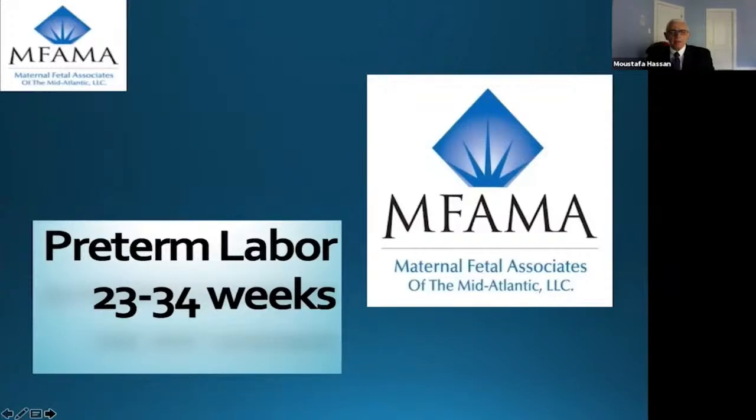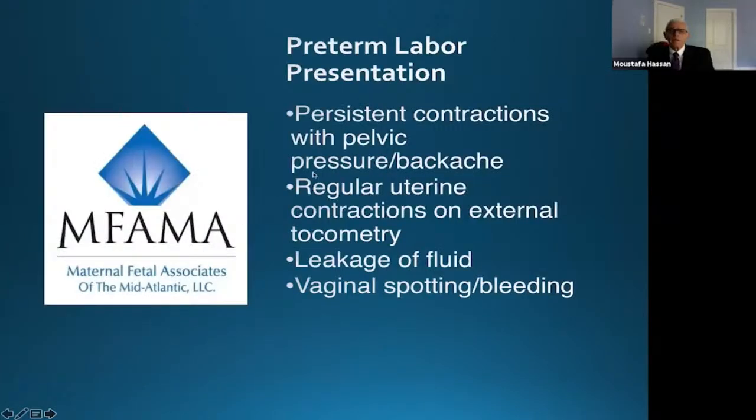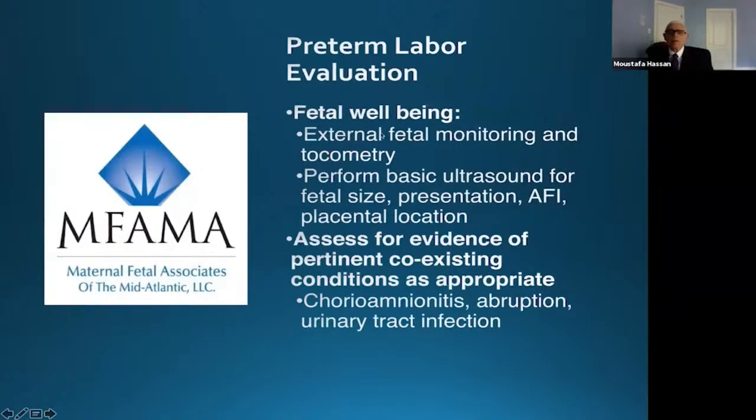Preterm labor, 23 to 34 weeks. Persistent contractions with pelvic pressure, backache, regular uterine contractions on external tocometry, leakage of fluid, vaginal spotting. All these are presentations of preterm labor. Now we have somebody in preterm labor. What are we going to do? Fetal well-being. Make sure that this baby is alive first. Put on a monitor. Perform a basic ultrasound. You might have somebody who is further along than what you think.